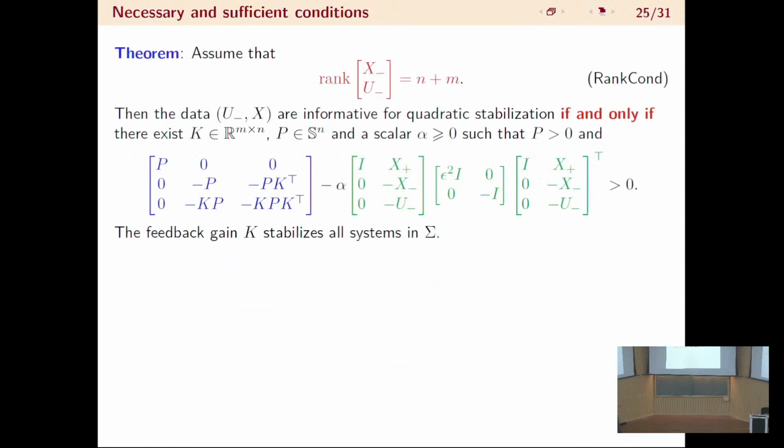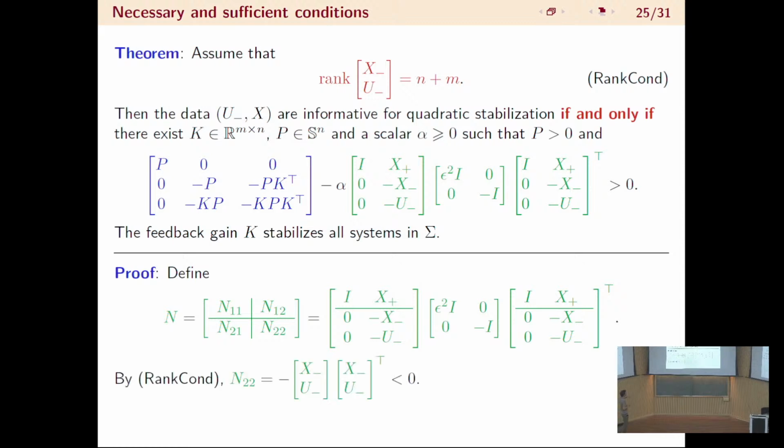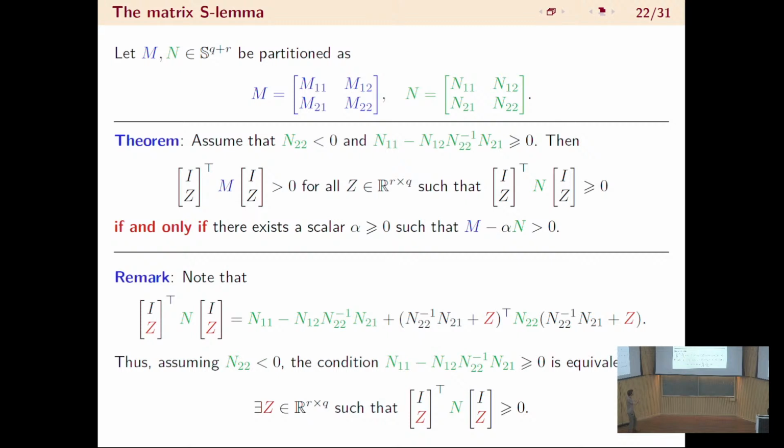Okay. So we were verifying these assumptions of the S lemma. For now, we verified that N22 is negative definite. The only thing left to do is also show that the Schur complement must be positive semi-definite. But now I remind you of one thing that we've proven before. If N22 is negative definite, which we've shown now, the Schur complement is positive semi-definite if and only if there exists this matrix Z satisfying this quadratic inequality that we've shown before.